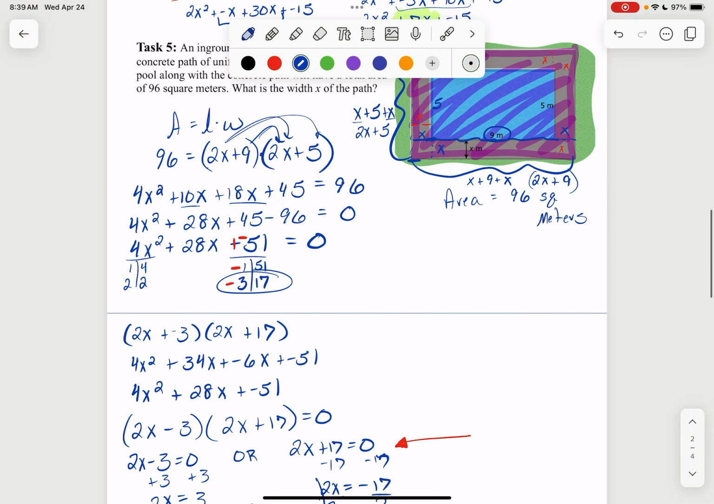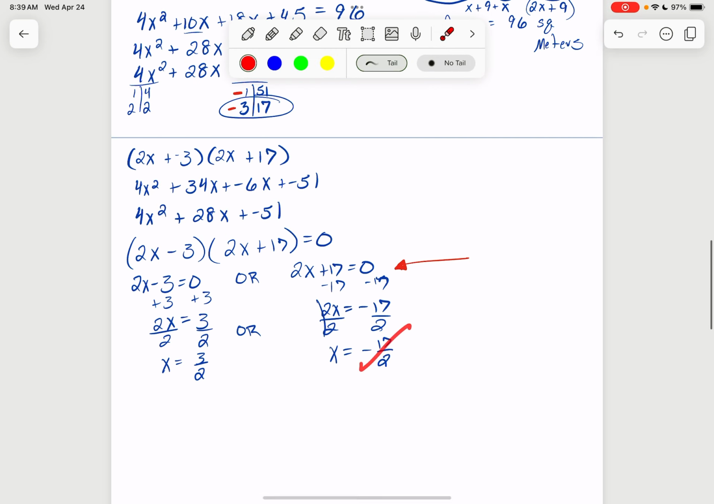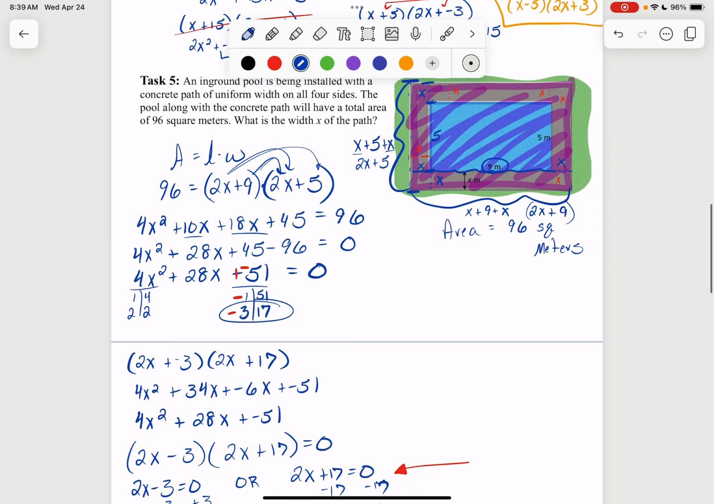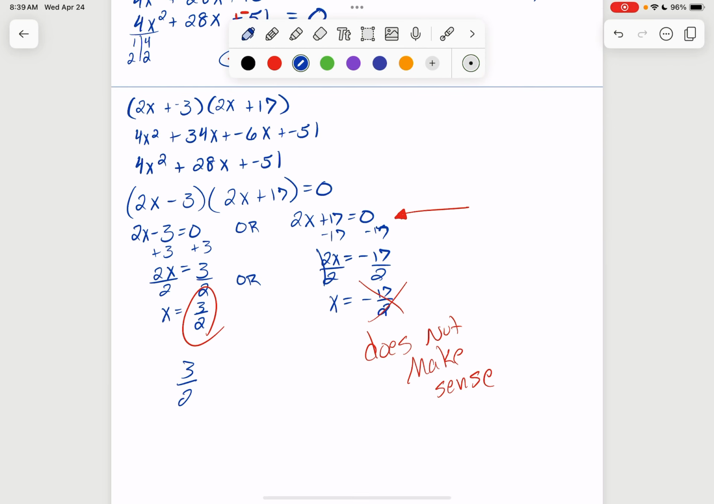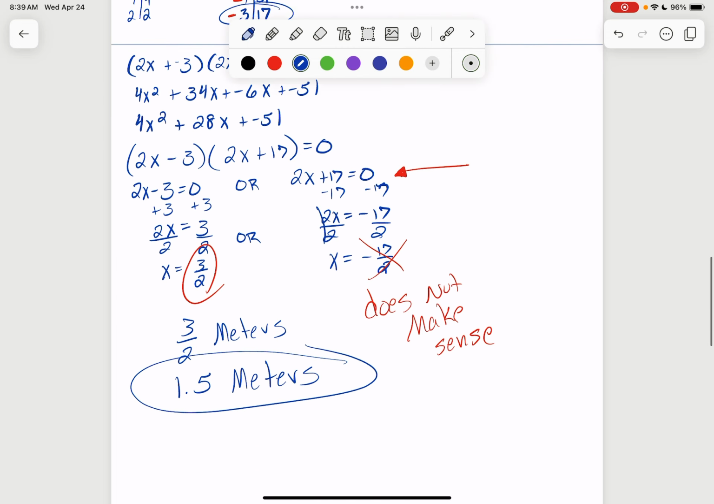So again, don't lose track of this problem. We're looking for how wide the path is. A negative width makes no sense. So that negative width does not make sense in this problem. So the length of my path is 3 halves and my units are in meters. So 3 halves meters, which is 1.5 meters. If we divide 3 by 2, 3 halves, it's 1.5 meters wide. So my path is going to be 1.5 meters wide.